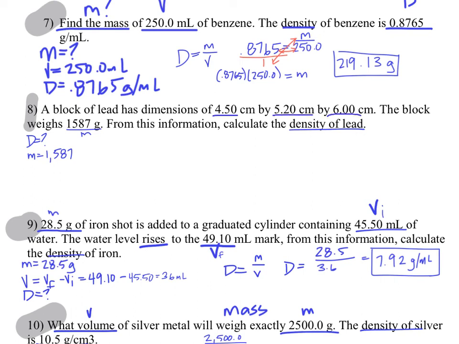So essentially you have a block. And I'll try my best to draw it. Okay, so it's telling you that one side is 4.5. The other side is 5.20, and the other side is 6.0, all in centimeters. So you're not given volume. What it's telling you are the dimensions of this object so that you may calculate volume on your own. So remember, volume of a regular shaped solid is length times width times height.